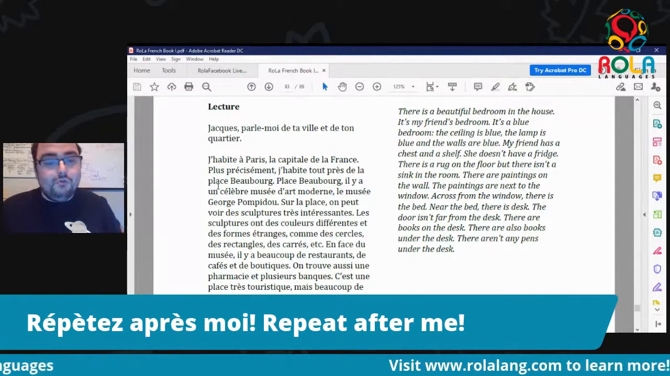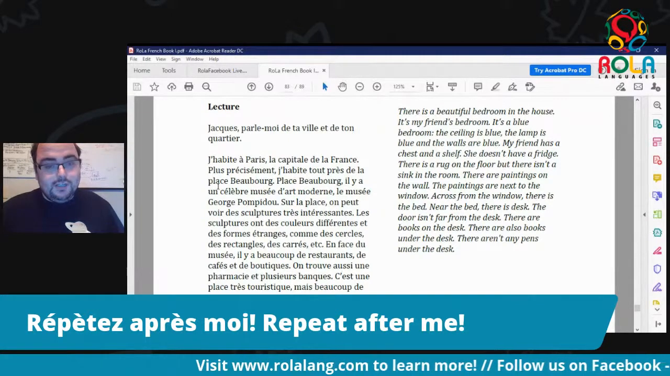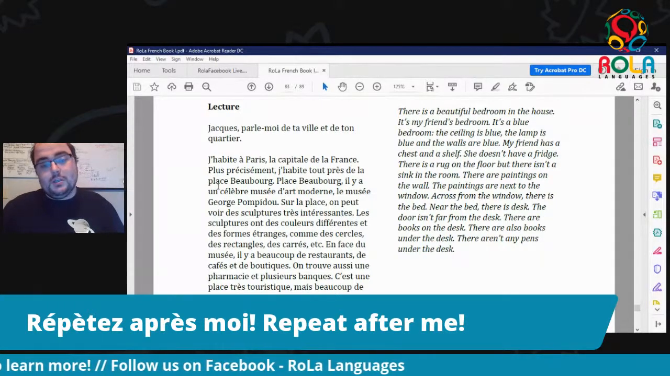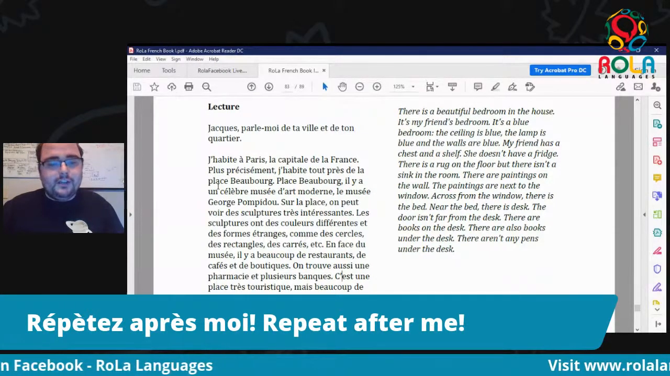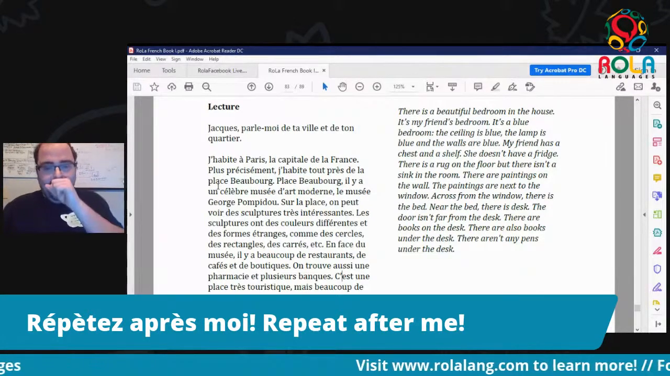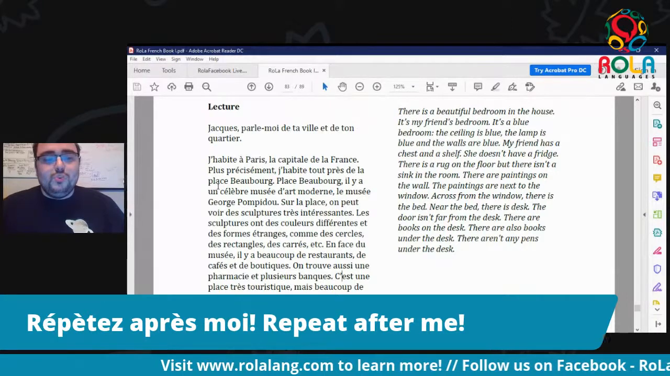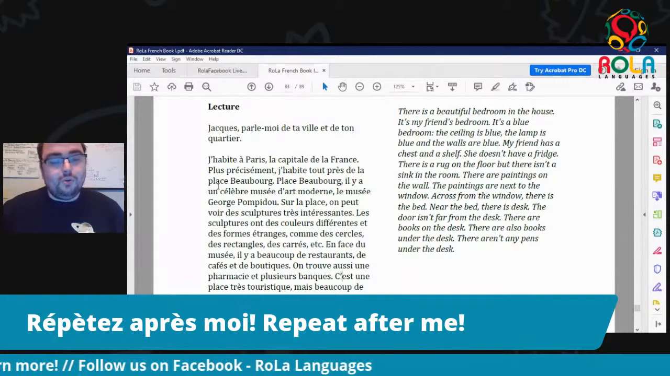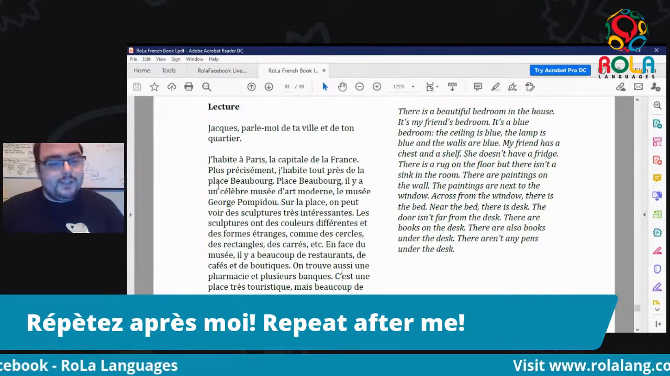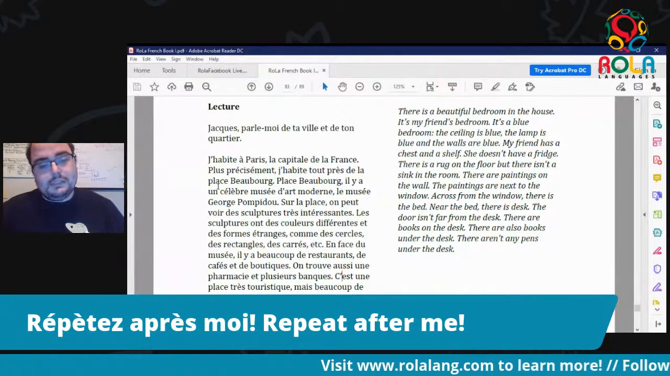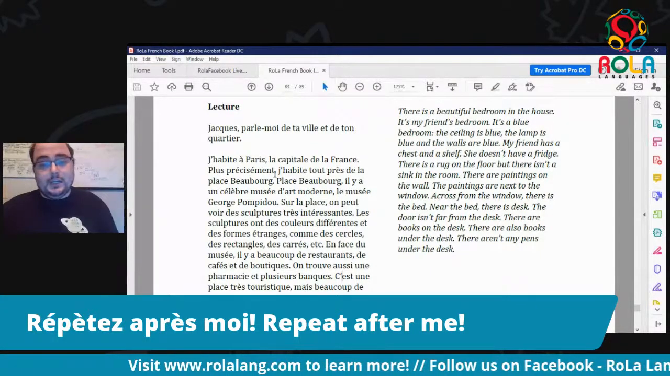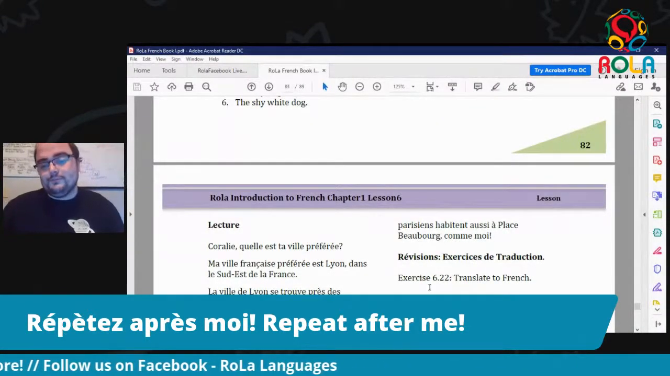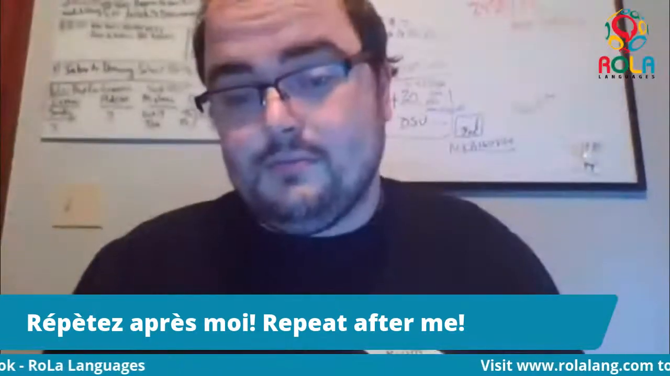Sur la place, on peut voir des sculptures très intéressantes. Les sculptures ont des couleurs différentes et des formes étranges, comme des cercles, des rectangles, des carrés, etc. En face du musée, il y a beaucoup de restaurants, de cafés et de boutiques. On trouve aussi une pharmacie et plusieurs banques. C'est une place très touristique, mais beaucoup de Parisiens habitent aussi à Place Beaubourg comme moi. Très bien. So that's it. That's all.